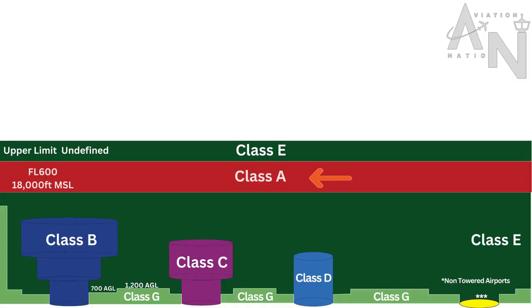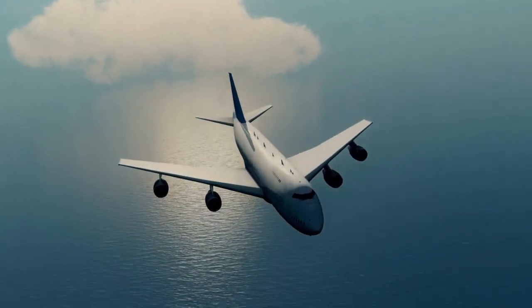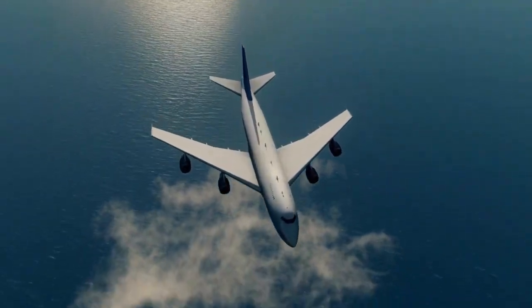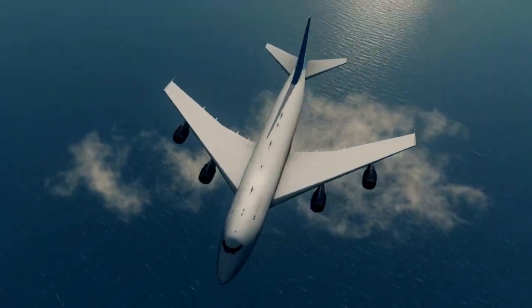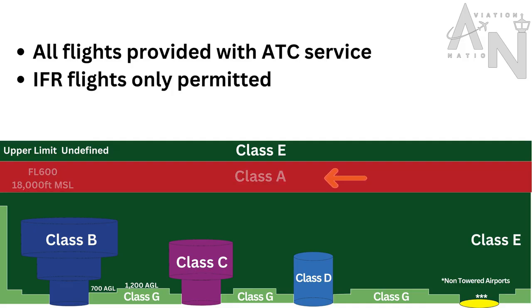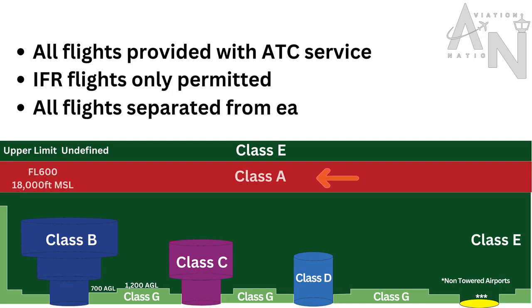We'll start with Class A airspace. This airspace begins at 18,000 feet above sea level and extends up to 60,000 feet. It's typically used for high-altitude, long-distance, and commercial flights. In Class A airspace, all aircraft are under the control of air traffic controllers, and pilots must follow Instrument Flight Rules, IFR. All flights are provided with ATC service, and all flights are separated from each other.